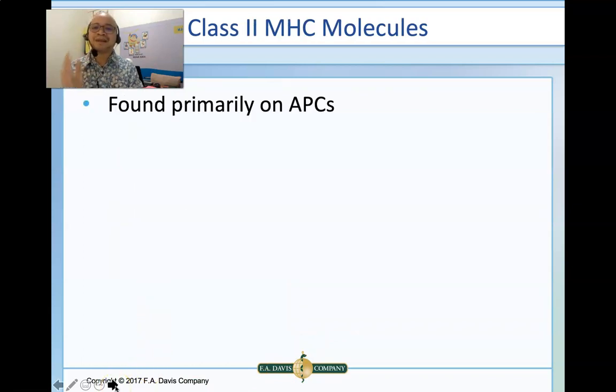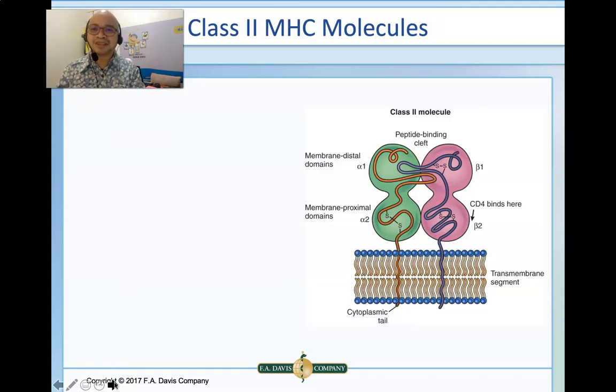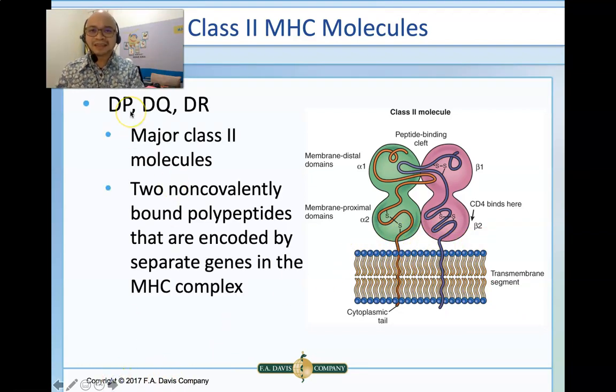Class 2 are primarily found on APCs. So these are examples of the APCs: B lymphocytes, monocytes, macrophages, dendritic cells, thymic epithelium, mast cells. So these are considered as the APCs, or the antigen presenting cells. So this is a structure of a class 2. You can see that there are 2 chains here, and the class 2 molecules are the HLA-DP, HLA-DQ, HLA-DR. It is made up of 2 non-covalently bound polypeptides that are encoded in separate genes in the MHC.